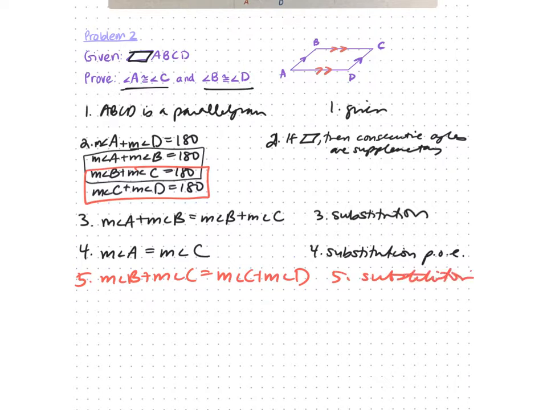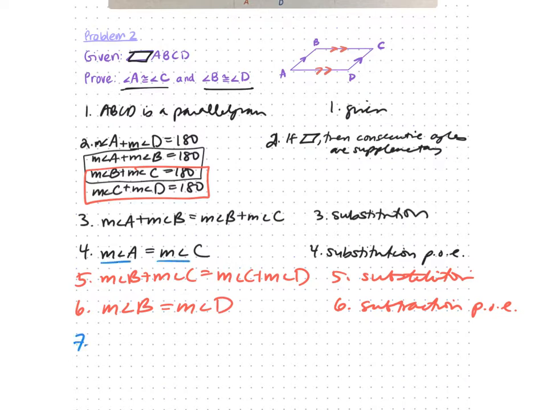substitution. And then if we subtract measure of angle C from both sides, we get measure of angle B equals measure of angle D. And that is subtraction property of equality. Okay, so now we just have one more line here.